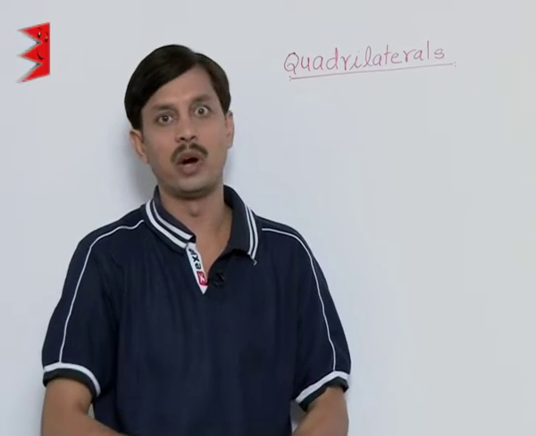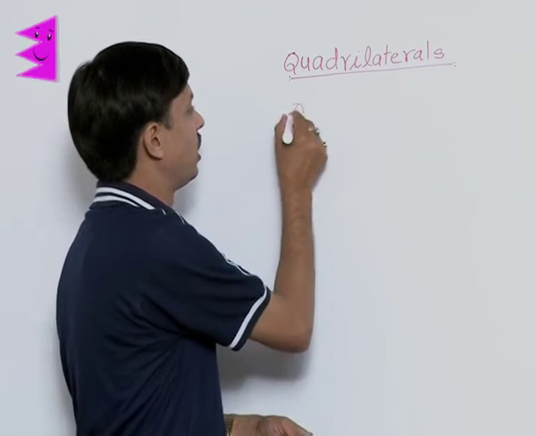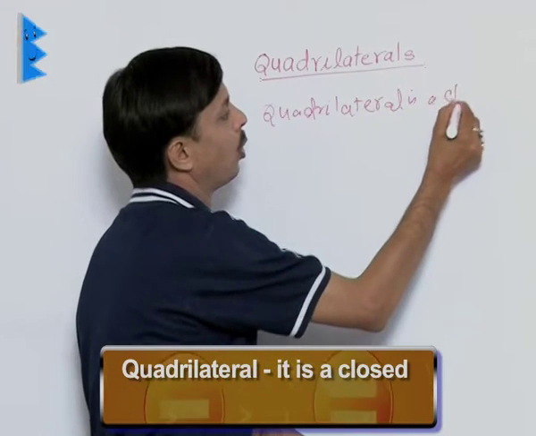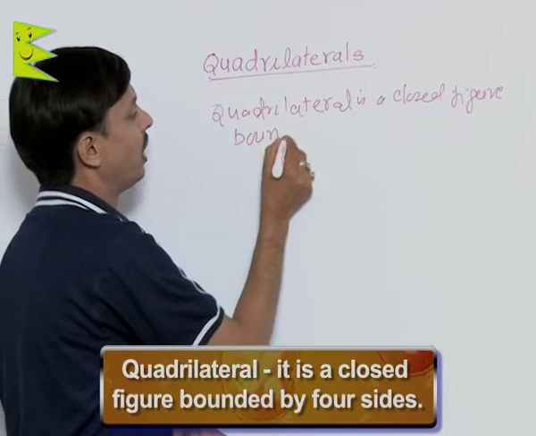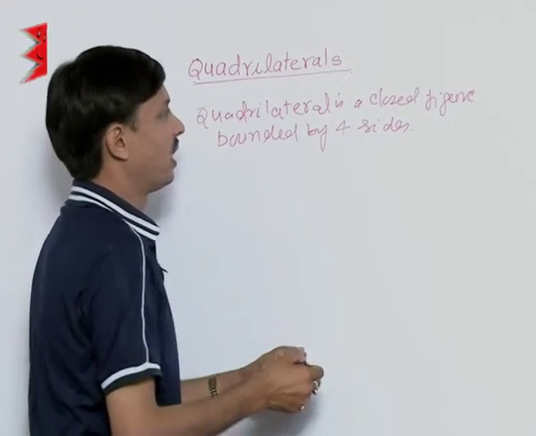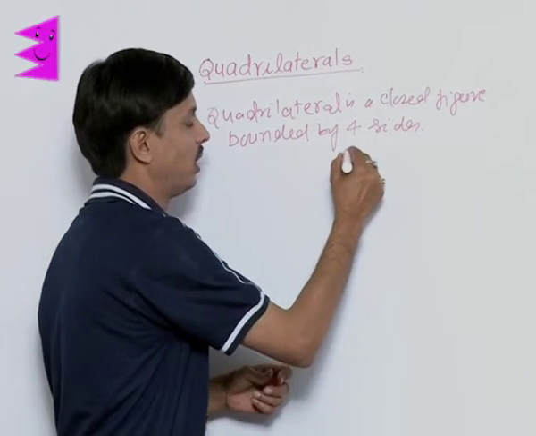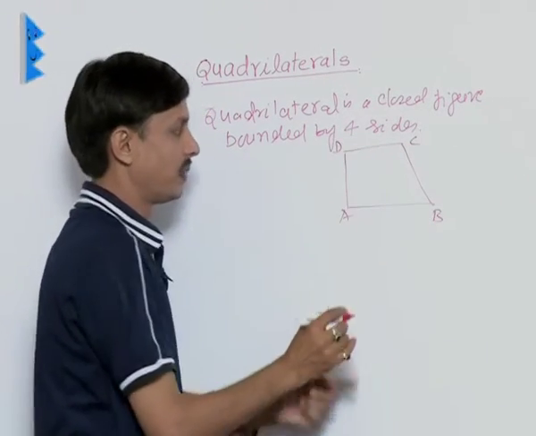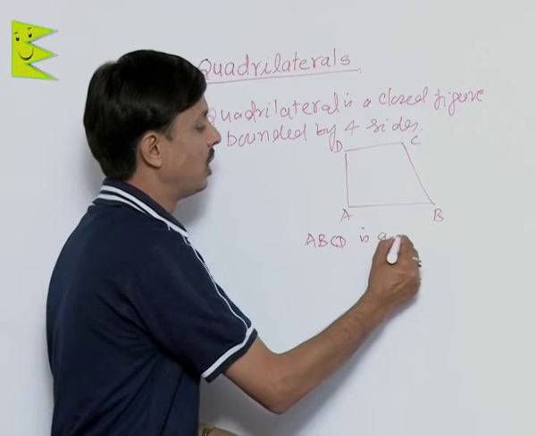Similarly, the definition of a quadrilateral can be given as: a quadrilateral is a closed figure bounded by four sides, as I can show here, that is this shape A, B, C, D. A, B, C, D is a quadrilateral.